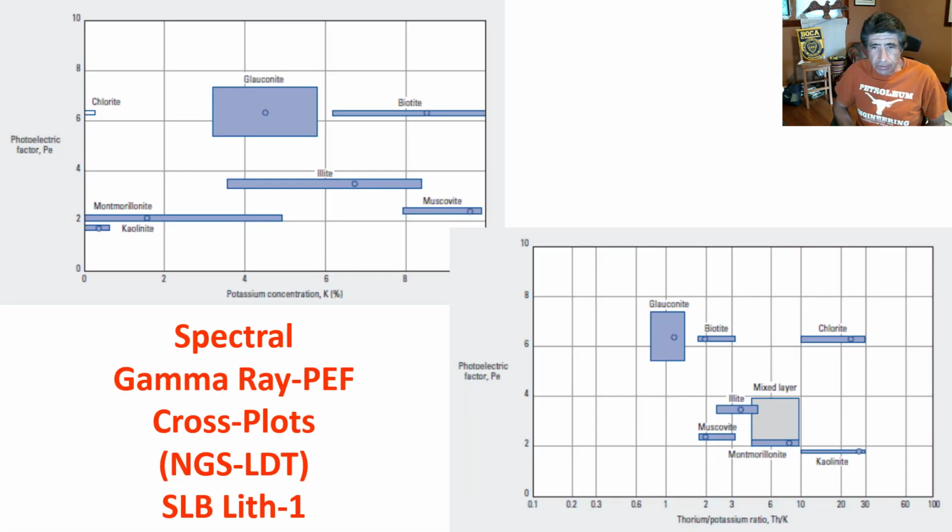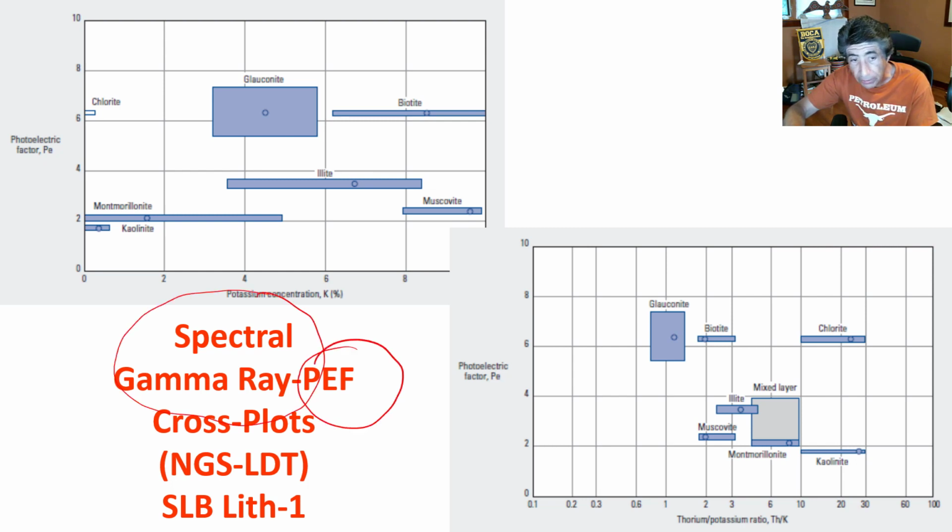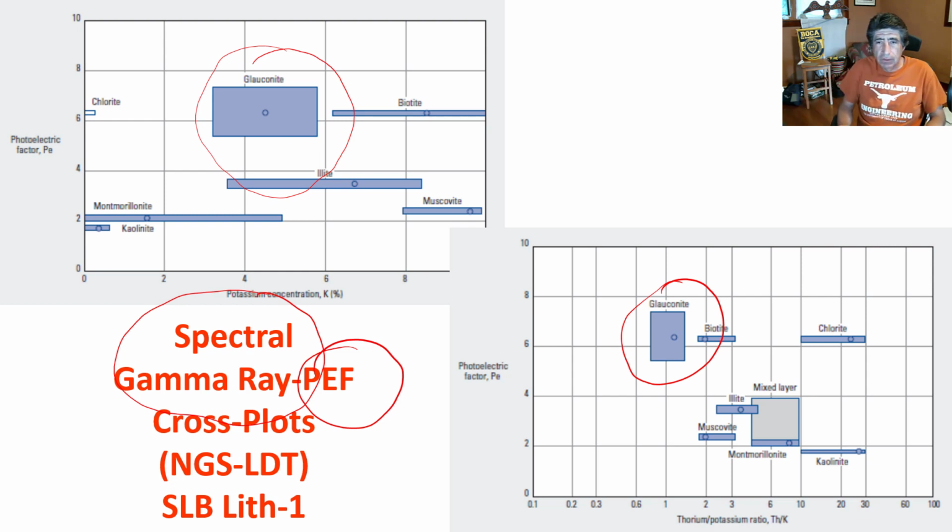And last but not least, here we have the cross plots that I'm also going to talk about at the end of the lecture. They are used to combine spectral gamma ray logs with photoelectric factor, and the intent is to determine in a more granular way the dominant clay minerals present in the rock, in the shale. That's what we're going to talk about. So those three important charts.